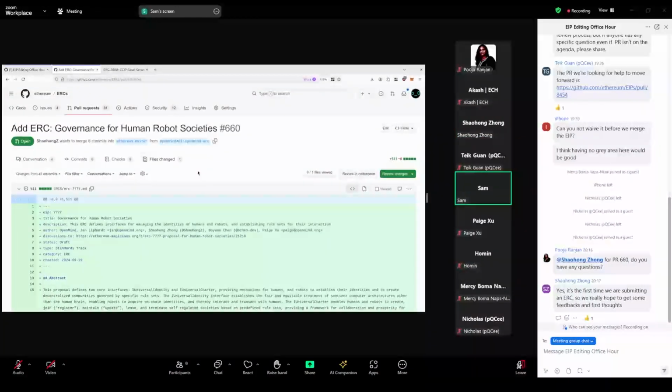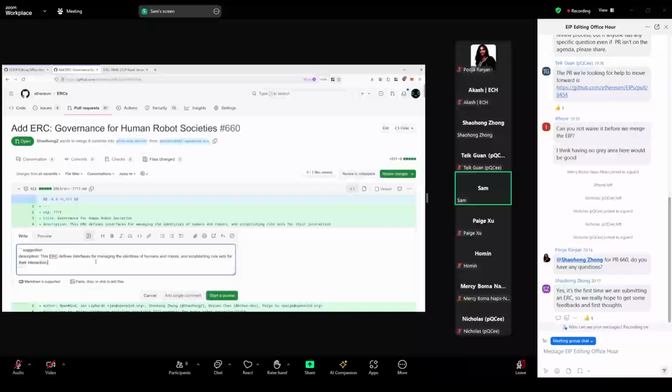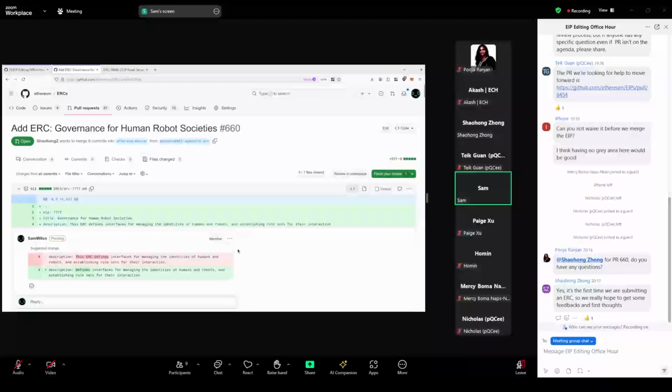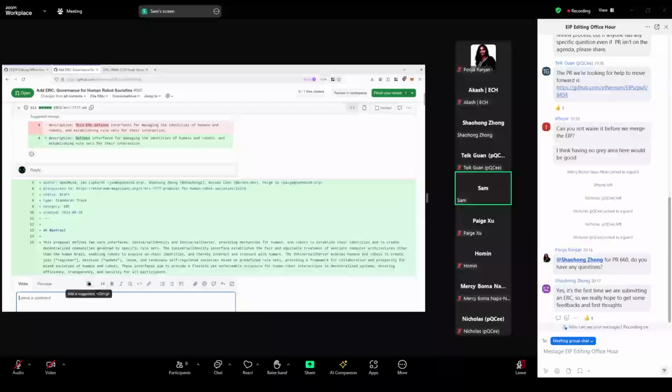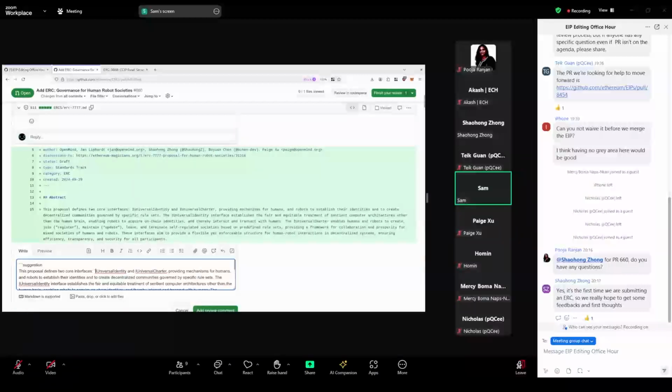Governance for Human Robot Societies. So, let's see. We can get rid of a little bit of this. Just say it defines interfaces for managing the entities and set rule sets for their interaction. Yeah, okay, that's great. We can just make it a little shorter. Okay. Yep, okay. That all looks good. So this proposal defines two core interfaces. When you mention code, just always put it in backticks. Yeah, I'll do it for this section, but just make the change everywhere. Sure. No worries.